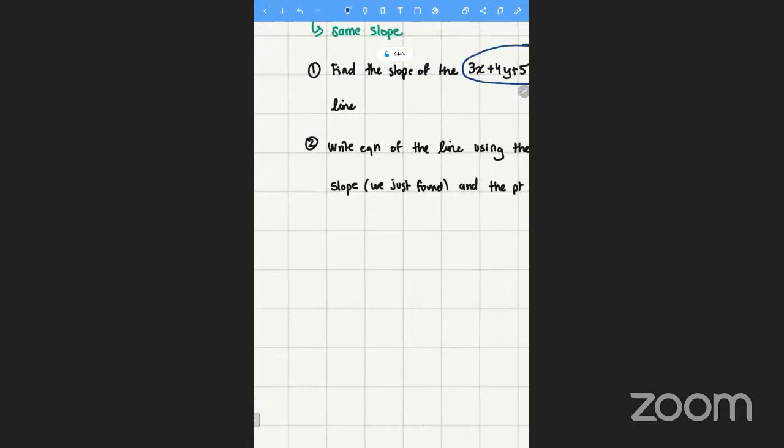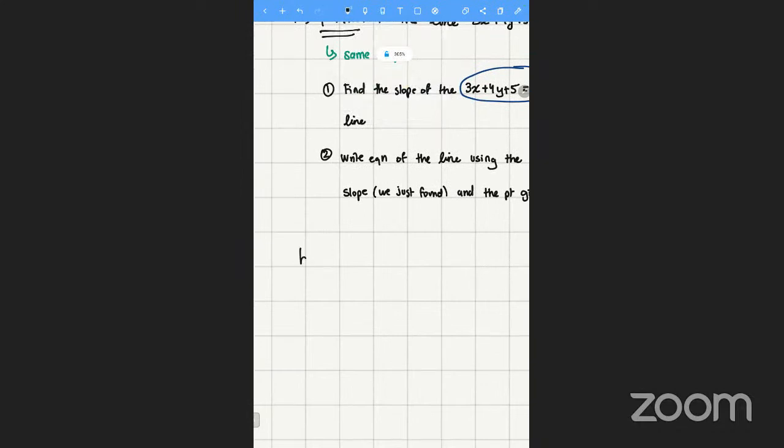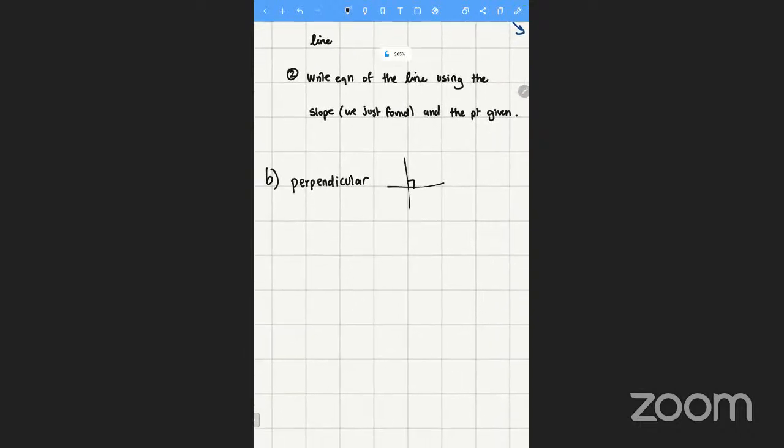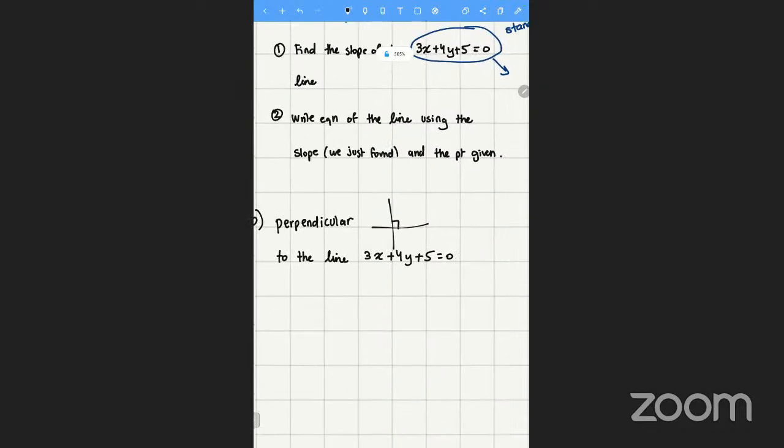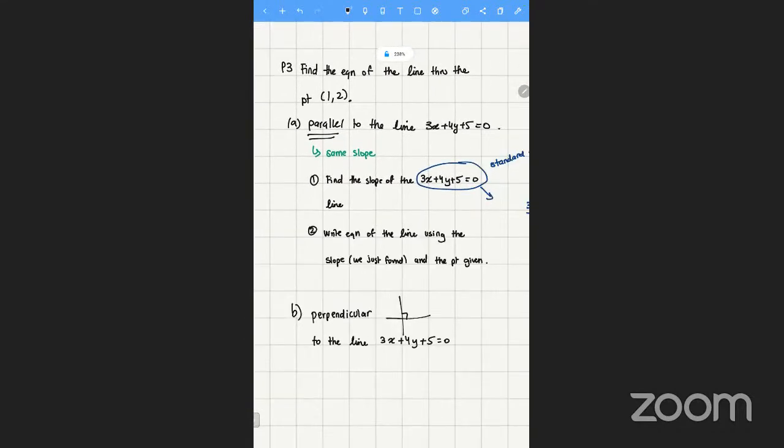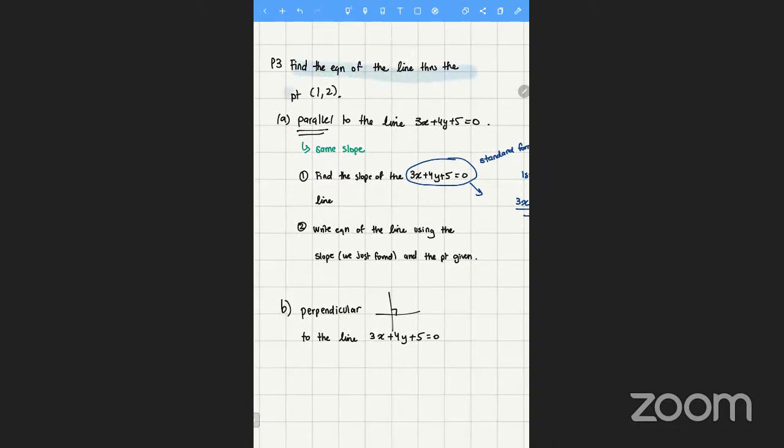Yes. Okay, now tell me, for part B, if you don't know what parallel means, I couldn't even imagine you would know what perpendicular means. I know what perpendicular means. What does perpendicular mean? It means like this, and you have a right triangle. No, what does that mean in terms of slope? I don't know. How would you solve this? There is no slope. Perpendicular to the line 3x plus 4y plus 5 is equal to 0. You want to find the equation of a line through the point (1, 2).